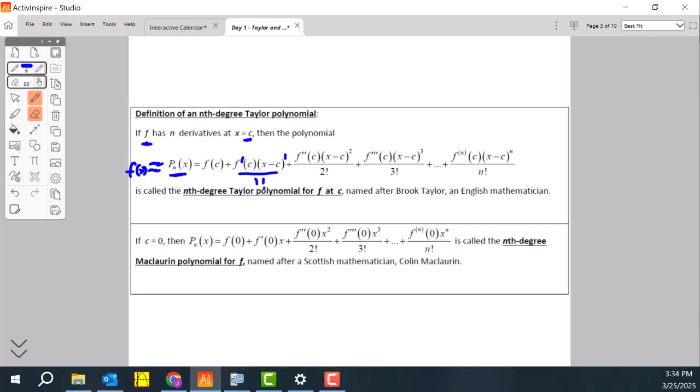and so on and so forth. Now, a special case of this is when you end up with c equals 0. Notice it doesn't change anything about the formula. It just has 0 plugged into c. We call this a Maclaurin polynomial.